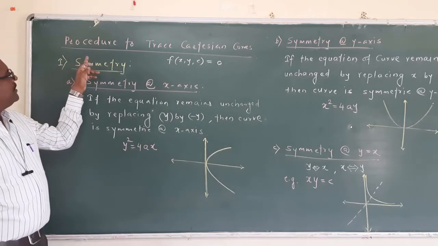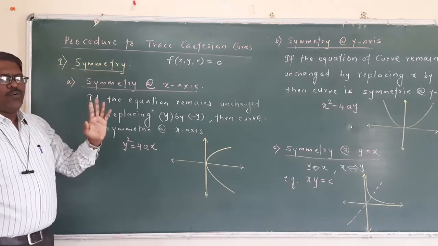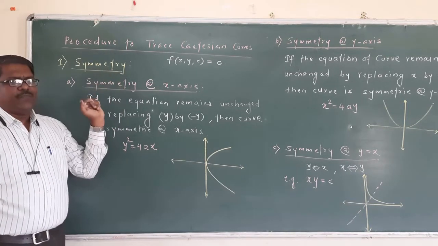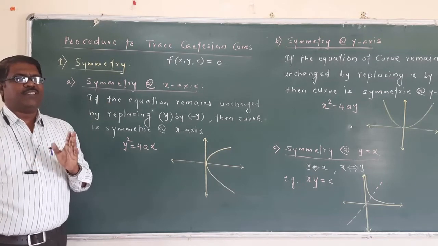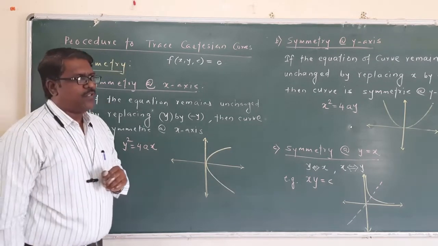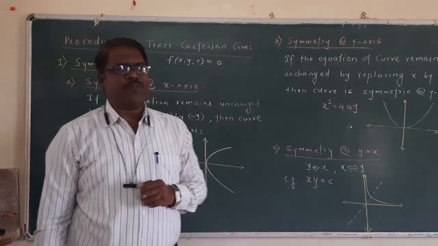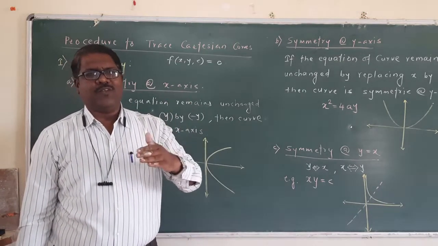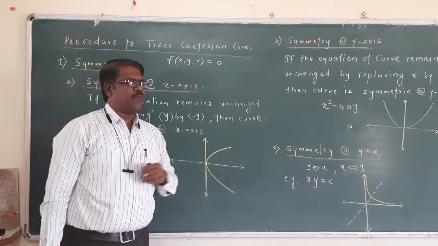The first point under this procedure is symmetry. Total there are 6 points. The first point, it is symmetry. Second point, it is origin. Third, points other than origin. Fourth, it is asymptote. And fifth one, it is region of absence. And the last part, by considering first to 5, you have to trace the curve. So we will start the first point, that is symmetry.